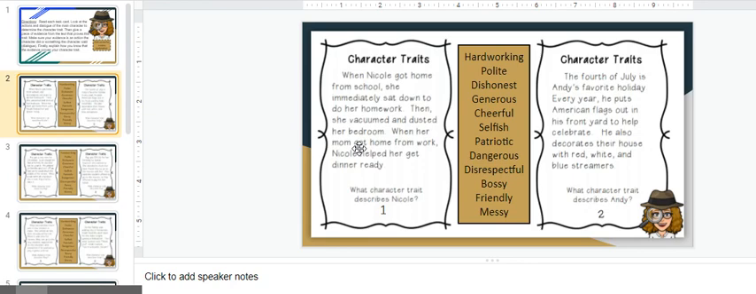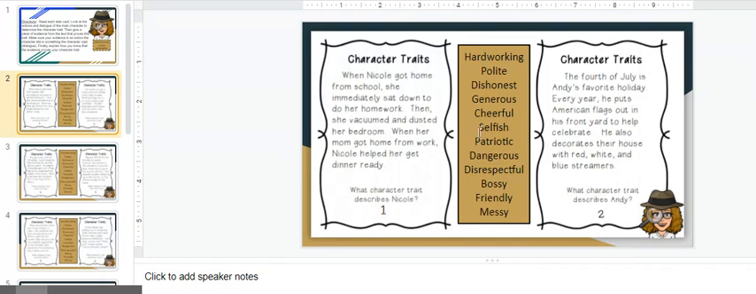It says, when Nicole got home from school, she immediately sat down to do her homework. Then she vacuumed and dusted her bedroom. When her mom got home from work, Nicole helped her get dinner ready. So what kind of character is Nicole? What character trait describes Nicole?